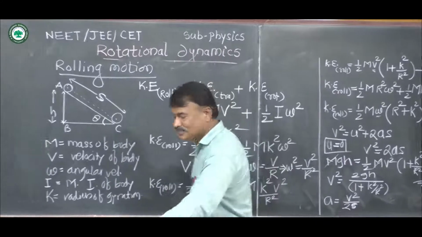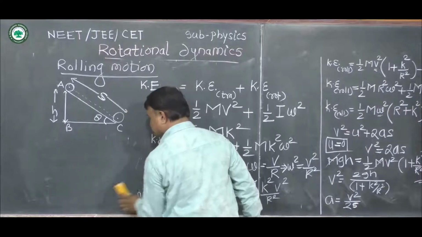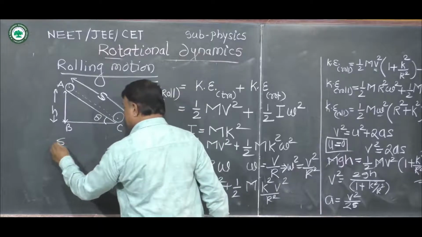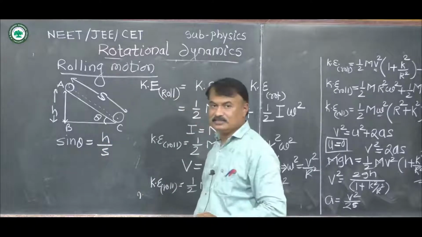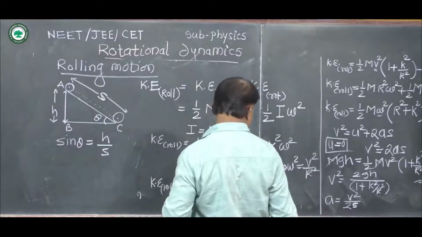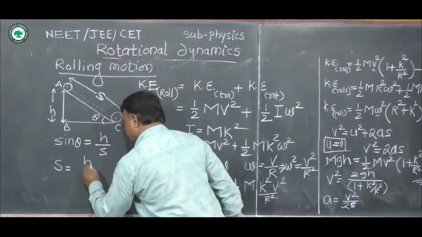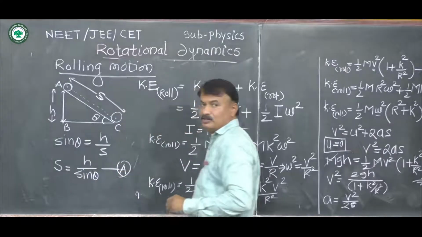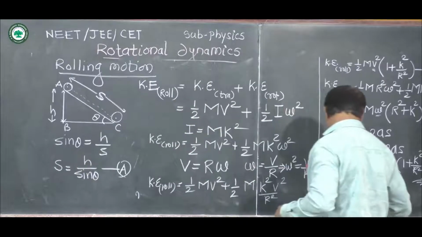So for finding distance s, we consider this right angle triangle ABC, and here sin theta is equal to h upon s. Therefore we have to find out the value of s. So this s will become h upon sin theta. This is equation A.